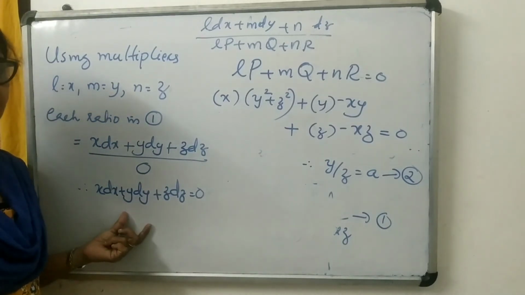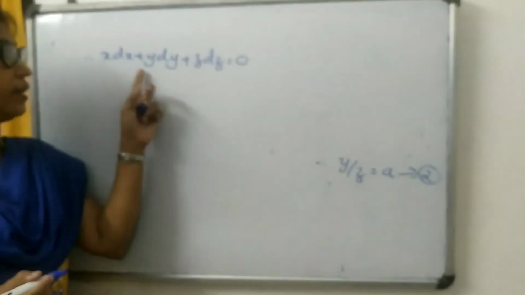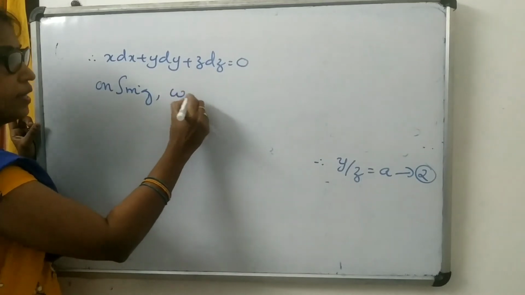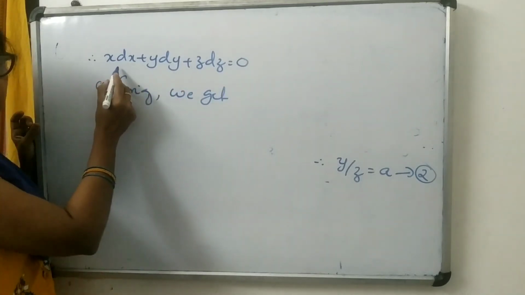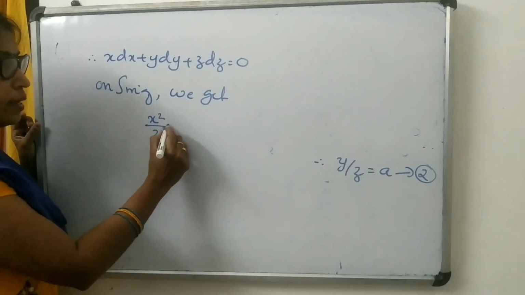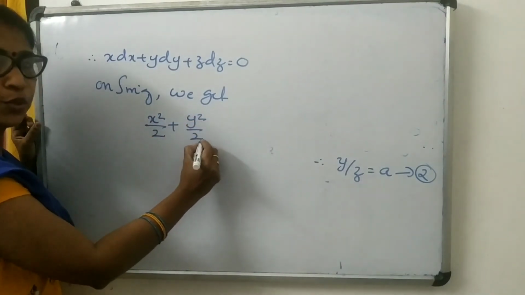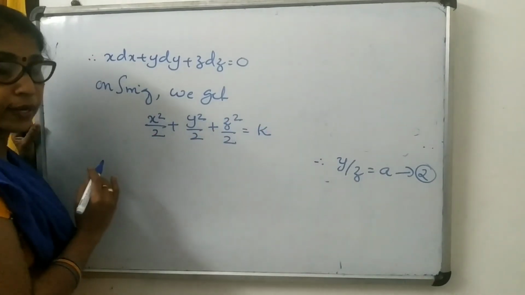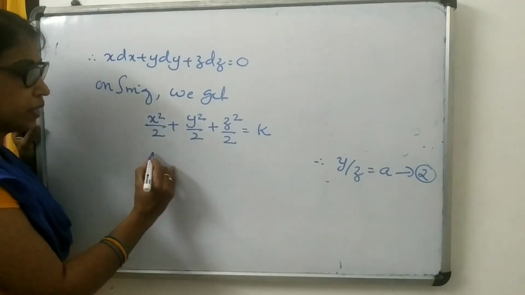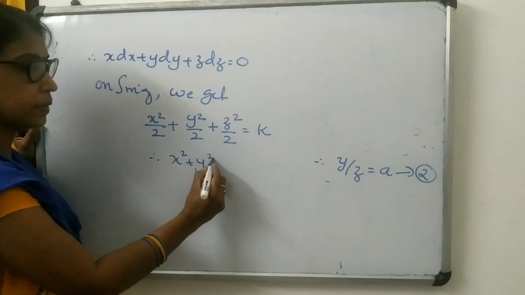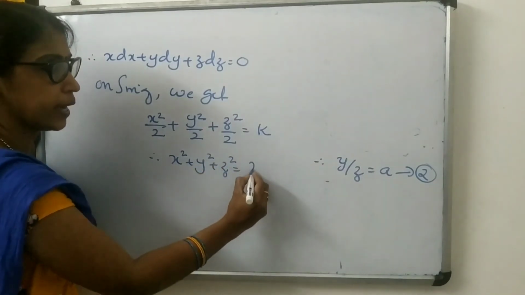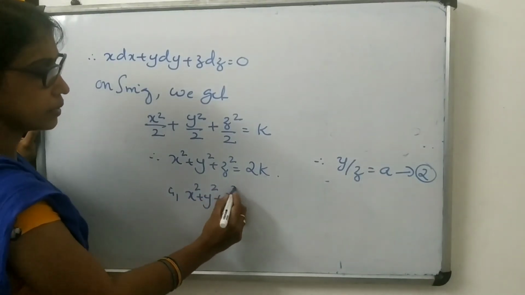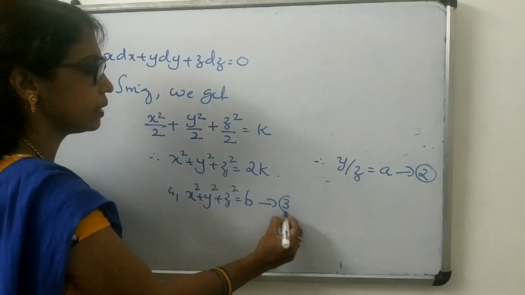Now we can integrate this very easily. On integrating, what is the integral of x dx? x square by 2, plus the integral of y is y square by 2, plus the integral of z is z square by 2, equal to a constant. I am writing k here. Now taking the LCM 2, we get x square plus y square plus z square is equal to 2k. That is x square plus y square plus z square is equal to B, equation number 3.